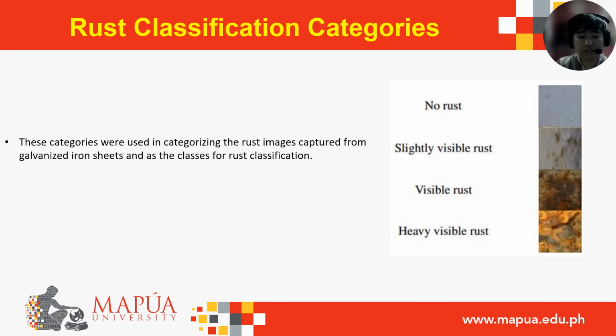So the rust classification categories, which are no rust, slightly visible rust, and heavily visible rust, were used in categorizing the rust images captured from galvanized iron sheets and were treated as the classes for the rust classification. And an expert verified the sorted images in the custom dataset used in the study.